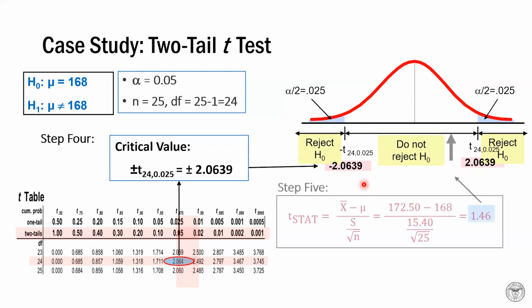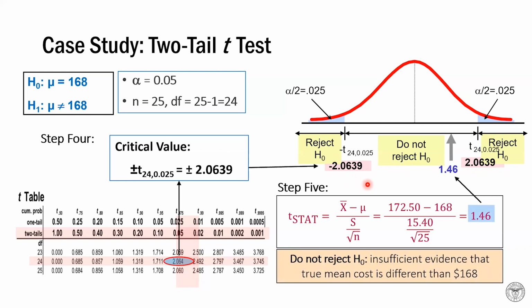In step 5, we compute the t statistic, which is given by t stat equal to x bar minus mu over s divided by square root of n, equal to 172.5 minus 168 over 15.4 divided by square root of 25, which is equal to 1.46 at about this location of this graph.